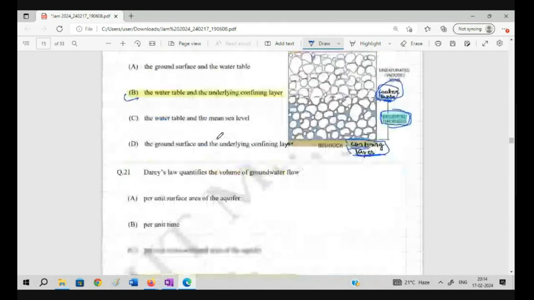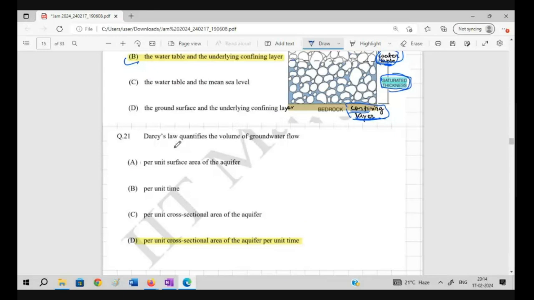Okay, so it is asking about Darcy's law. Darcy's law quantifies the volume of groundwater flow. Darcy's law quantifies the volume of groundwater flow for which quantity? So let's see about Darcy's law. It is Q = K A dH/dl. Yes or no? And here Q is the flow rate.